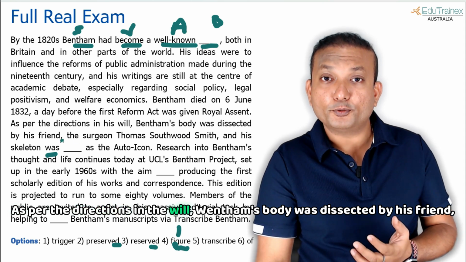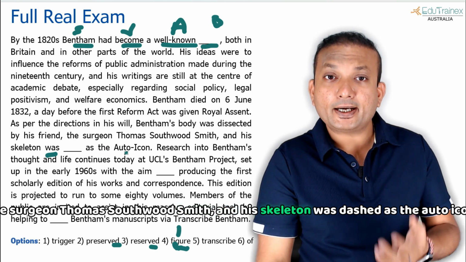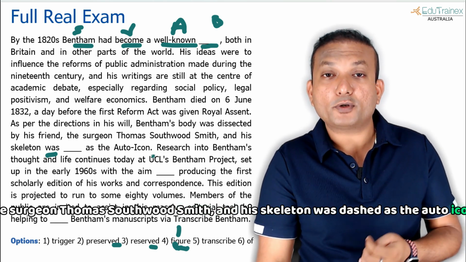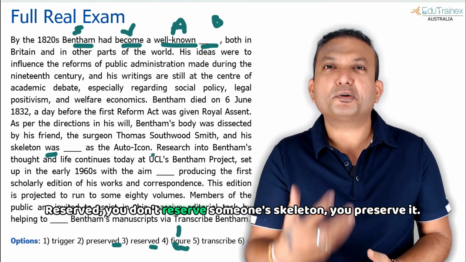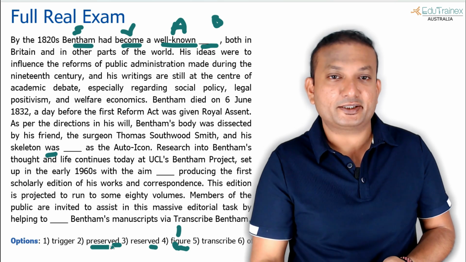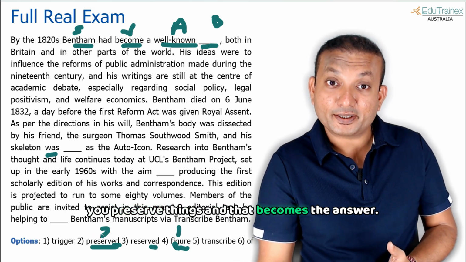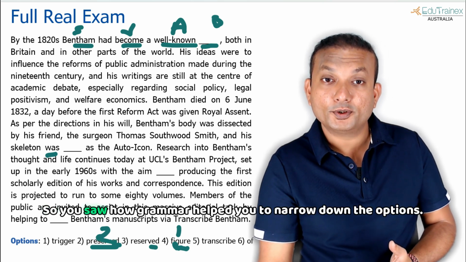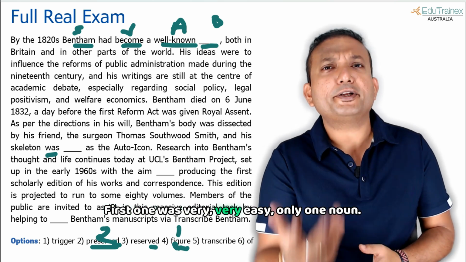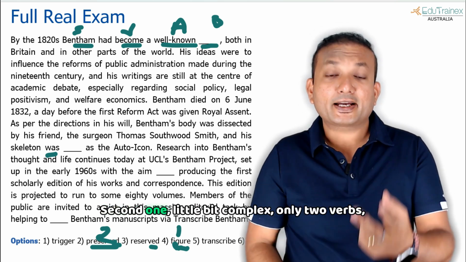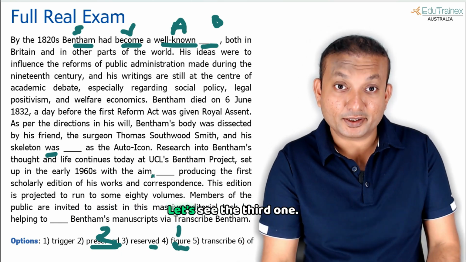As per the directions in the will, Bentham's body was dissected by his friend, the surgeon Thomas Southwood Smith, and his skeleton was dash as the auto icon. So, skeleton was dash. Reserved, you don't reserve someone's skeleton, you preserve it. So when we talk about things like this, you preserve things and that becomes the answer. So you saw how grammar helped you to narrow down the options. First one was very easy, only one noun. Second one, a little bit complex, only 2 verbs, but just by applying meaning, I was able to get the answer. Let's see the third one.